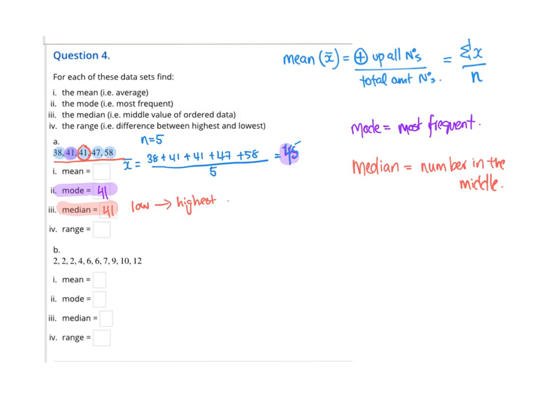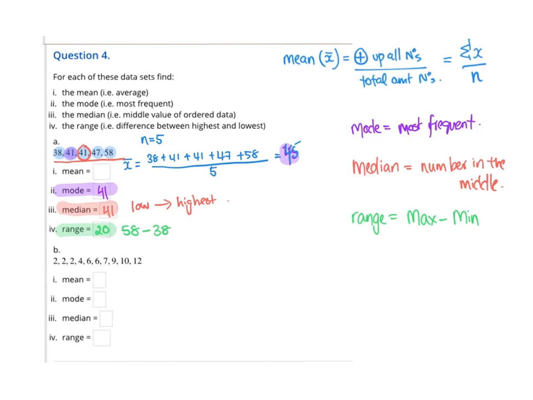Okay, and our last question of our data array. What is the range? Who can tell me what the range is? The difference between the highest and the lowest. Excellent, Ollie. Well done. Maximum minus minimum. So in this case, the highest is 58 minus 38, which is 20. Good. All right, so let's have a look at our next set, and we'll do the same.